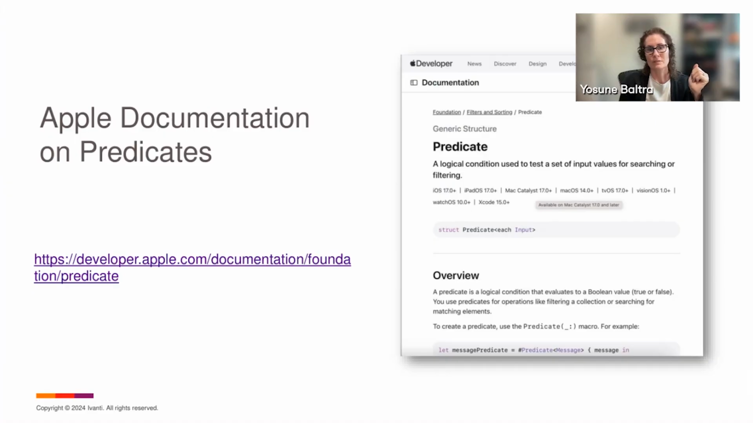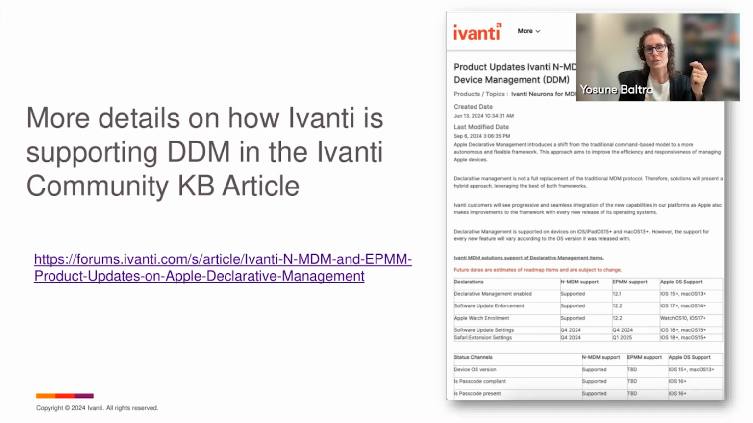So as I mentioned, there is plenty of Apple documentation on how predicates work. On the other side, we also have a knowledge base article in our community that will explain which configurations are already supported with declarative management. So all these configurations are already supported, and you will see the activate with predicate section in the distribution piece of our configuration.